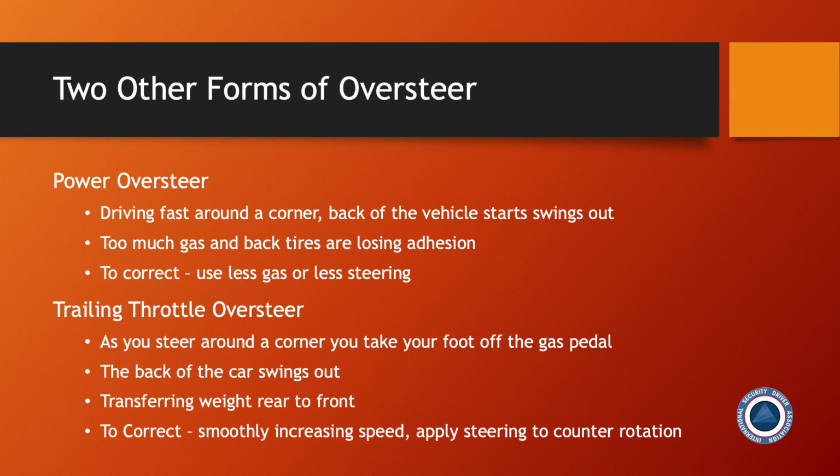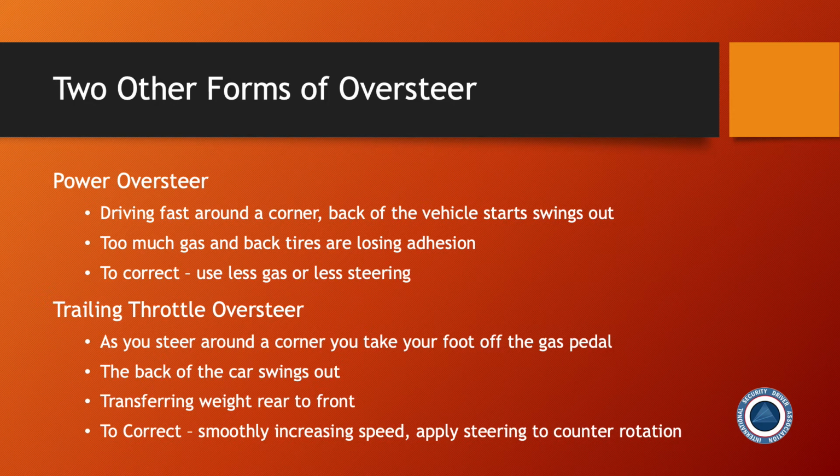By far, one of the most difficult situations to correct is something called power oversteer. An example of power oversteer is you're in a pursuit or, for whatever reason, driving fast around a corner. As you exit the corner, you apply the gas, and the back of the vehicle starts to swing out. The back of the vehicle is swinging out because you have too much gas and the back tires are losing adhesion. To correct the problem, you either have to steer less or give it less gas.